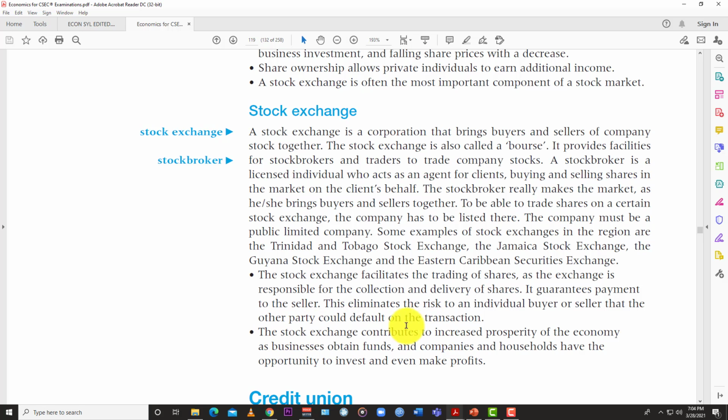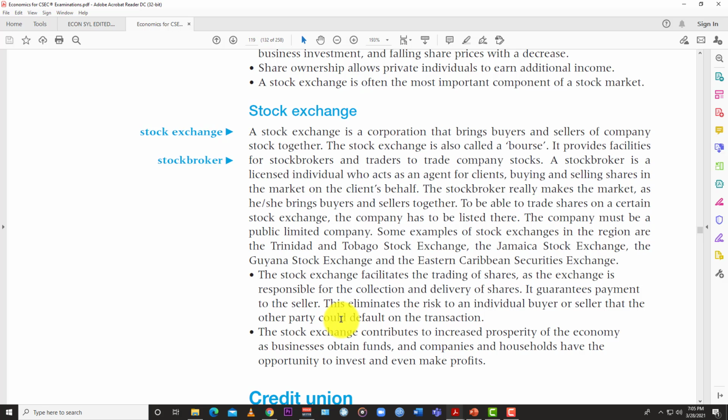The stock exchange contributes to the increased prosperity of the economy, as businesses obtain funds and households have the opportunity to invest and even make profit. So in America, a lot of people play the stock market and make a lot of money from that. In the Caribbean, we're not as mature as the American system, but still we're getting there. So we should all try and invest in our regional stock exchanges.